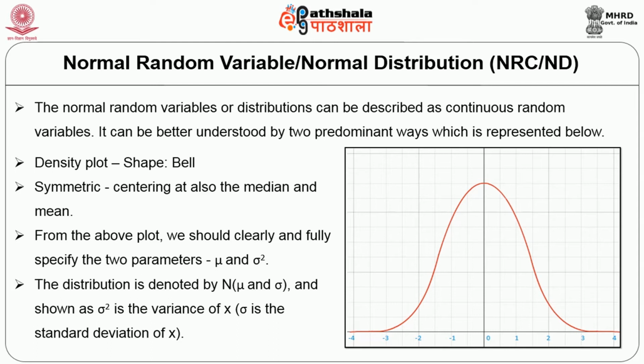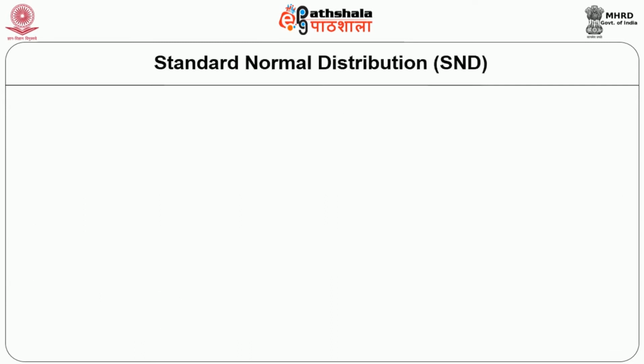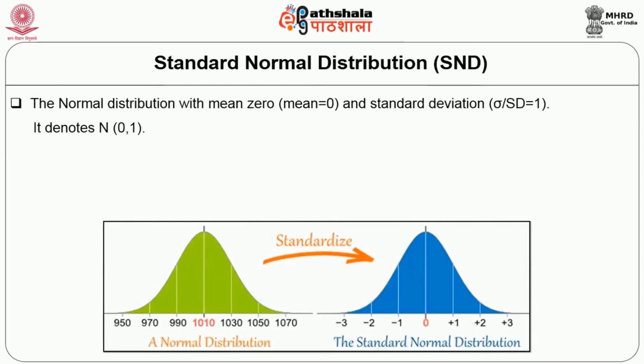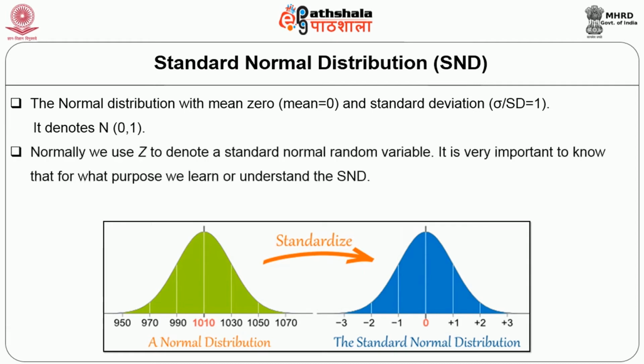Under normal distribution, we have another aspect, that is the standard normal distribution. What does the standard normal distribution say? It is a normal distribution with the mean equal to 0 and the standard deviation equal to 1. It is denoted N of 0, 1. Normally we use Z to denote a standard normal random variable.